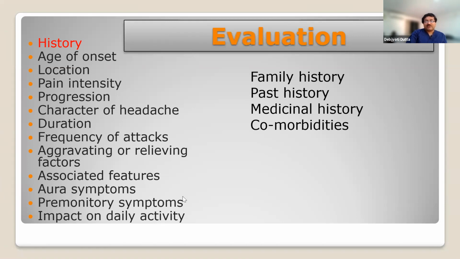Next, we need to find out the associated features like aura symptoms. If the patient is having an aura, visual aura or auditory aura, especially the visual aura is the most common, that is the fortification, or even the motor auras in hemiplegic migraine, we need to find out these conditions. So aura symptoms, whether they are present or not. Next is the premonitory symptoms, whether they are present or not. Sometimes in migraine, premonitory symptoms may be present, but not the aura symptoms. That also happens. Then there might be a scotoma, a scintillating scotoma.